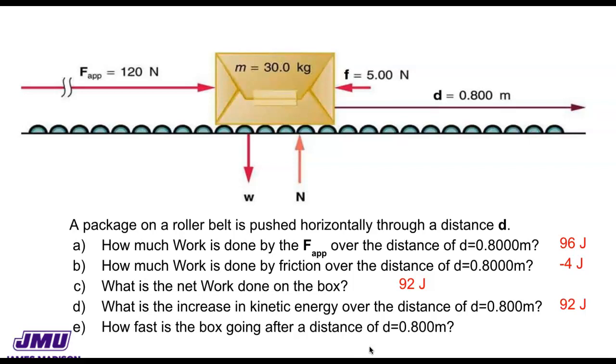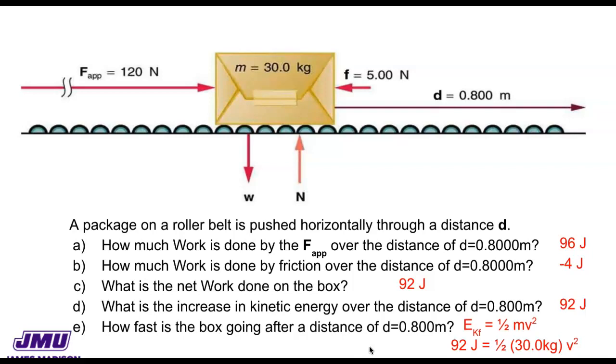How fast is the box going after this distance? Well, if we start with the assumption that the box is initially at rest, then its initial kinetic energy is 0 joules and its final kinetic energy becomes 92 joules. So I can determine the speed of the box from the 92 joules of final kinetic energy, and I get that the box is moving 2.5 meters per second at the end of this trip. You can double check that if you want by determining the net force, and from that finding the acceleration, and from that finding v final using kinematics, and you'll get the exact same answer.